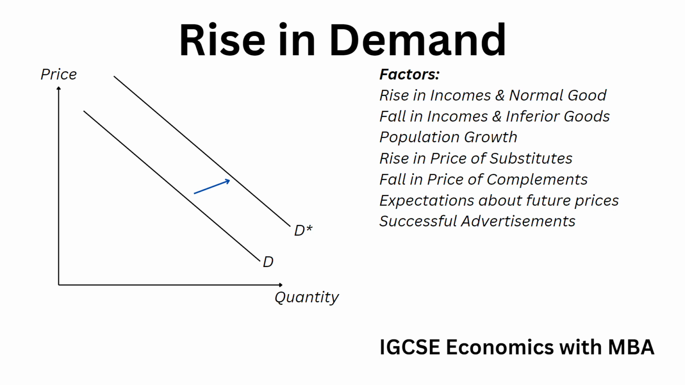The next factor that we have is expectations about future prices. Now, what does that mean? For example, if you expect that the price of a good is going to rise in the future, it would mean that you would be willing to buy more of that good in the present than in the future. So if consumers feel that the price of a good will rise in the future, they would start buying that particular good today rather than in the future. So demand for that good today will increase.